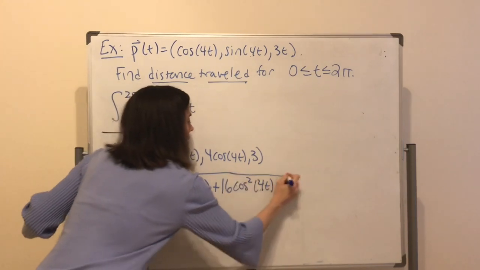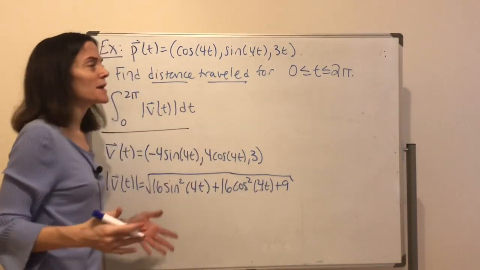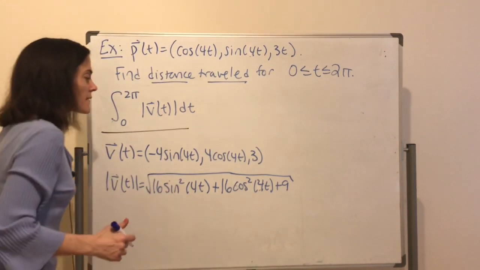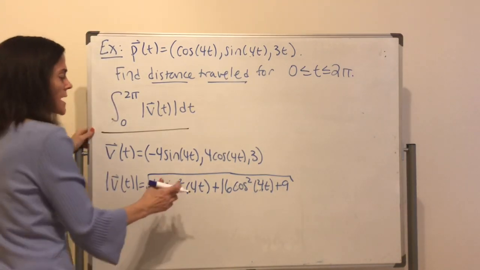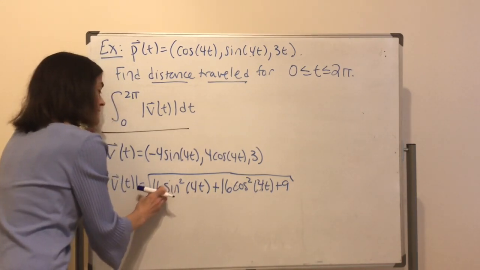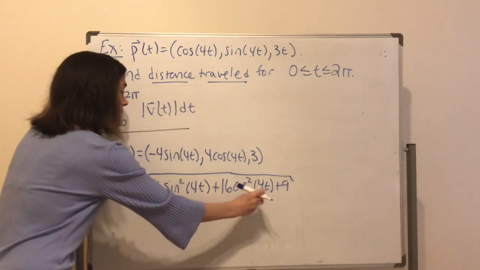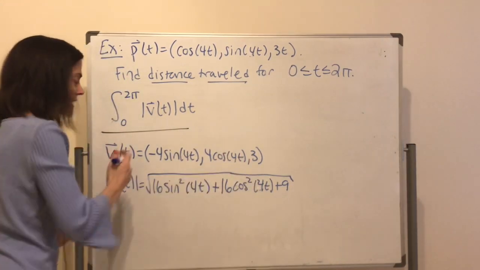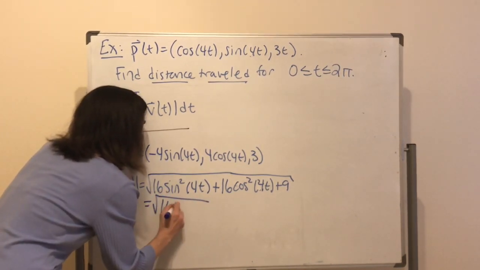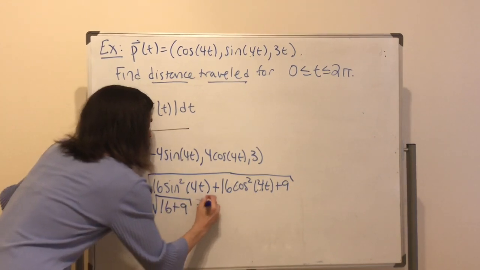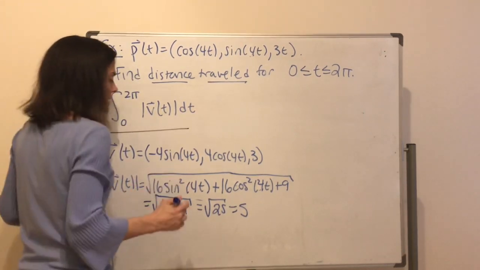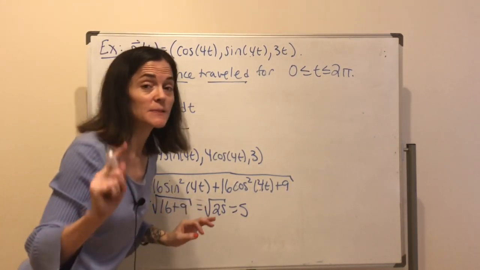plus 9. Now, this trick that I use, I don't know if it's a trick, it's just a trig identity that I used in the one that was up here that came from Calc 1, we can use here too. Because I have a sine squared plus a cosine squared, so it's 16 sine squared plus 16 cosine squared will be 16. You could factor out the 16 if you wanted to see that. So this is the square root of 16 plus 9, which is 5.